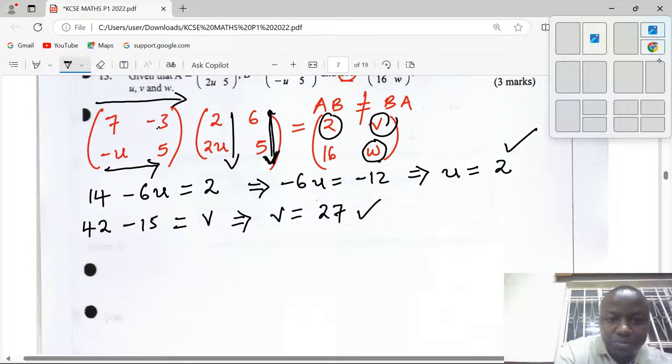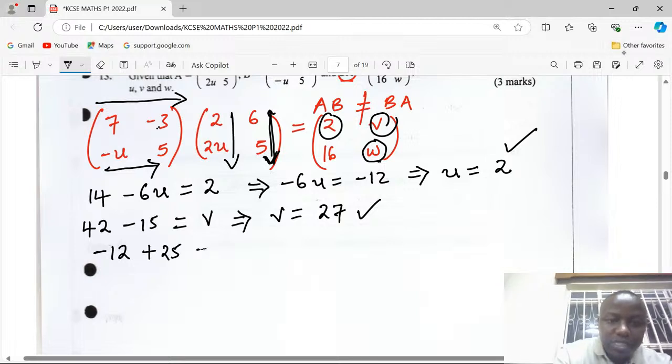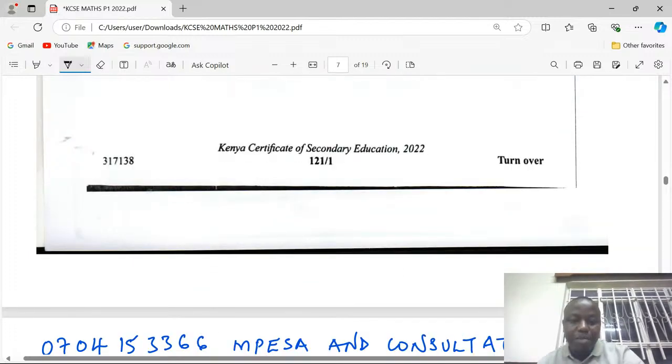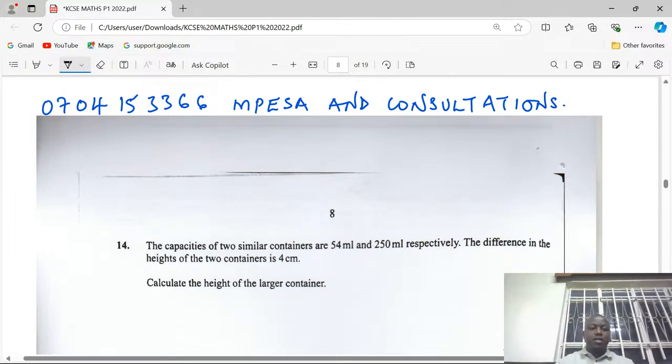So negative u multiplied by 6. And remember, negative u is not supposed to be negative 2 by 6. That will be negative 12. u is known already. Then 5 by 5, that becomes 25. This is equivalent to w. And this can imply that the value of w is negative 12 plus 25, giving us positive 13. So we have the value of w also. So w, v, and u have been obtained.